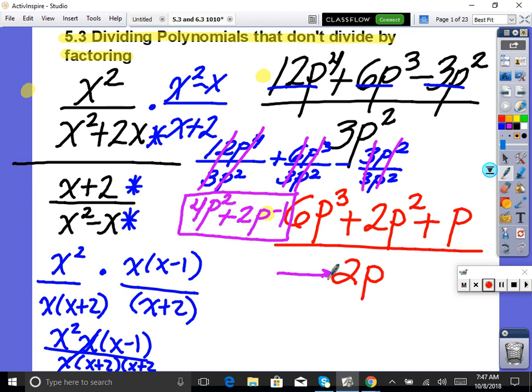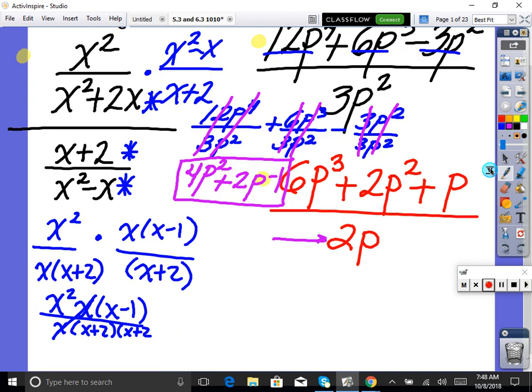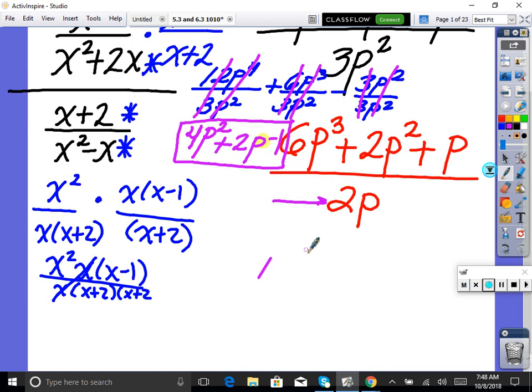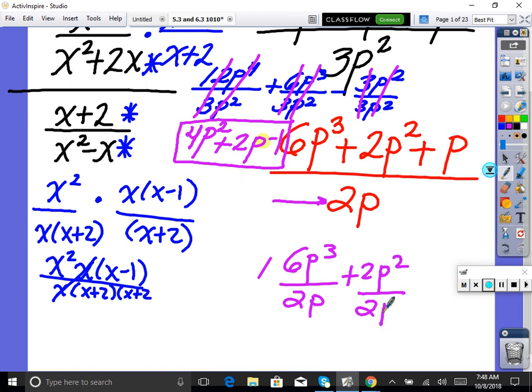Okay, looking at this next one. If there's one term in the denominator, we can either factor the top, factor the denominator, and divide out exact factors, or split it up. So let's split this one up. You would say 6p cubed divided by 2p, plus 2p squared divided by 2p. Then we have plus p over 2p.